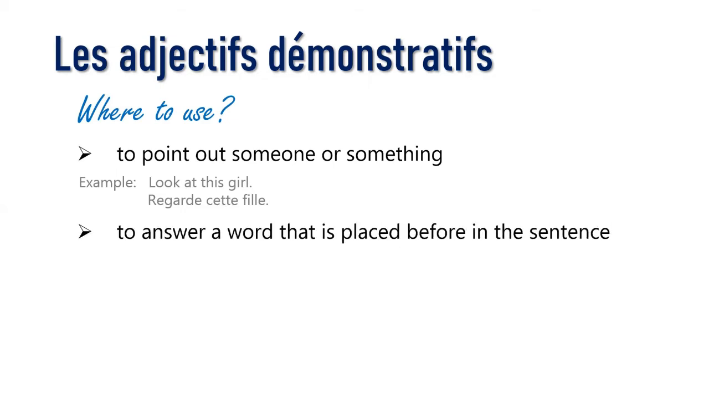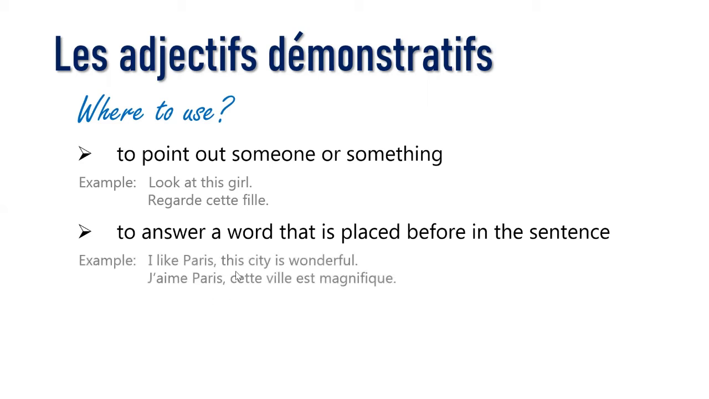Les adjectifs démonstratifs are also used to refer back to a word that was placed earlier in the sentence. For example, I like Paris. The city is wonderful. J'aime Paris. Cette ville est magnifique. Here we can see that in the first part of the sentence, we are talking about Paris, and in the second part, we are describing a city, Paris. So we use a demonstrative adjective.